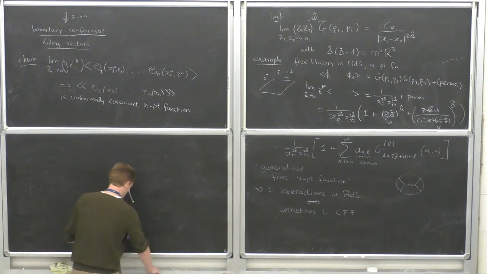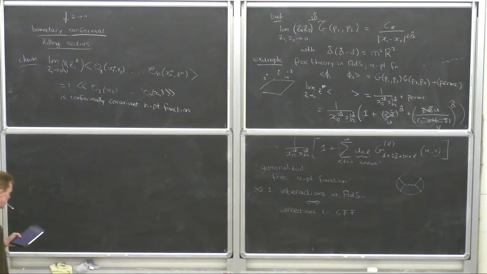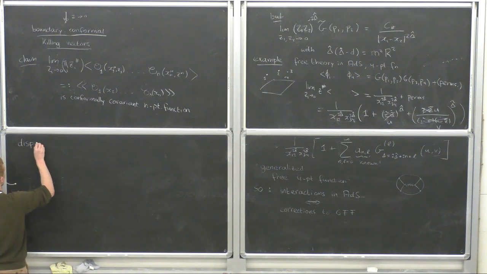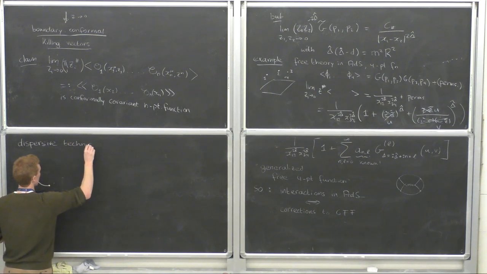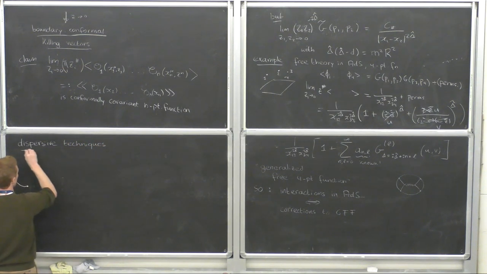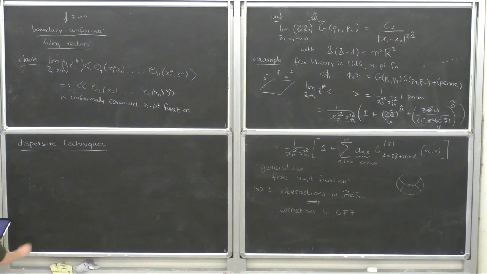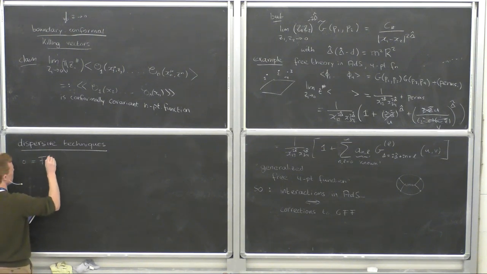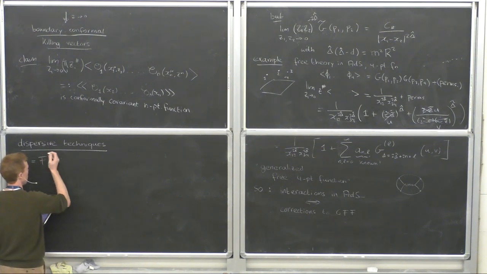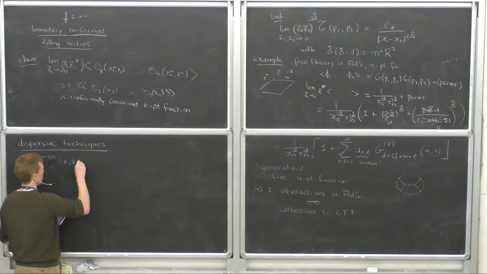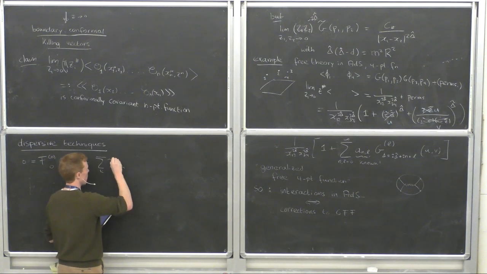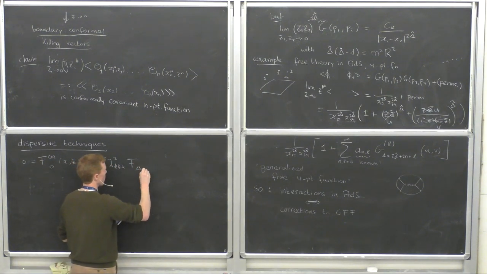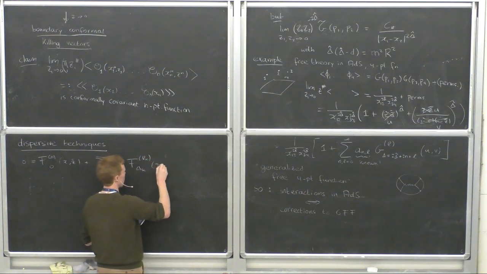So one big topic is to study these corrections to generalized free field theory. And the idea is to use dispersive techniques. And I'm out of time, so it's really going to be an overview. But let's recall this crossing equation. And I'll start from the numerical game again.